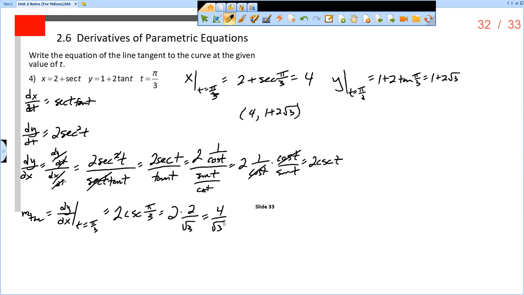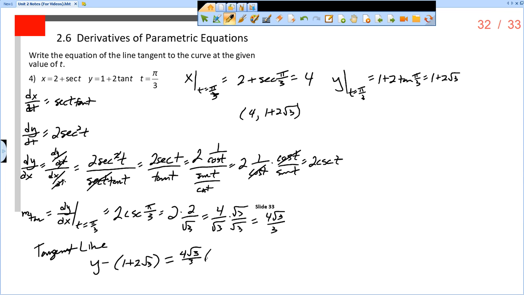Yes, you could rationalize by multiplying by root 3 over root 3, and I would get 4 root 3 over 3. That's the slope of the tangent line. Now I take my point and my slope, and I write the equation of the tangent line. So y minus, and remember this is 1 plus 2 root 3, so that needs to be in parentheses so you remember to distribute the minus, equals the slope of 4 root 3 over 3 times x minus 4. And that is slide number 33.